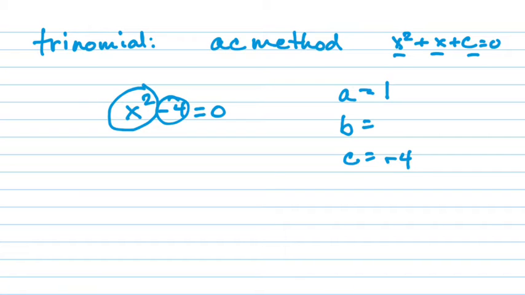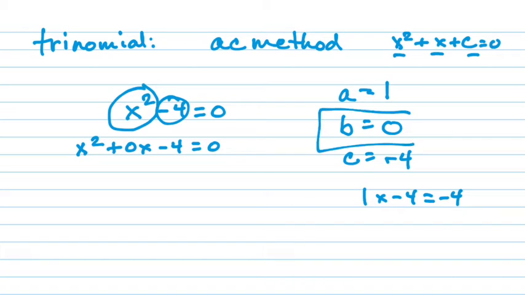Well, if I don't have any x's in the middle, what number represents don't have any? 0. So this is really the same as x squared plus 0 x's minus 4 equals 0. Does that make sense? So if you don't have an x term in the middle, I'll just say that b is 0 because I don't have any plain old x's. And then 1 times negative 4 is negative 4. I'm looking for the two factors of negative 4 that will combine to make 0.